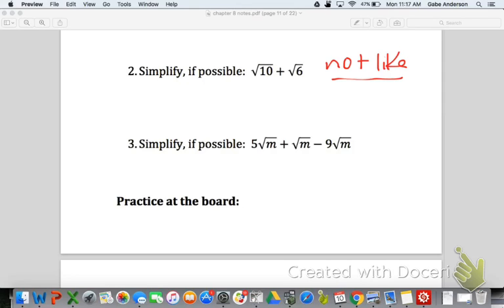Leave it. It's already as simplified as it's going to get. I would say that there is one variation on this that we'll look at here today, maybe tomorrow. Yeah, we'll look at it today. But this one right here, those are just totally unlike radicals. There's really nothing you can do other than just leave them alone.